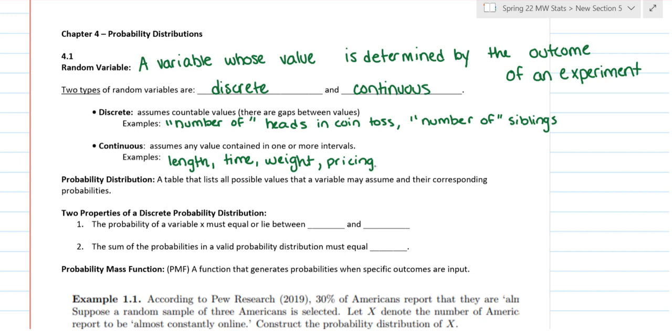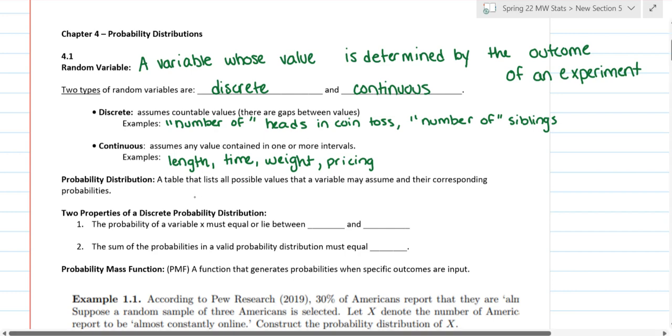And then those random variables, most of the time we are looking at discrete variables when we're doing probability distributions. So a probability distribution is going to be a table that lists all the possible values that a variable can assume and then the corresponding probability. So you're putting it into a table.